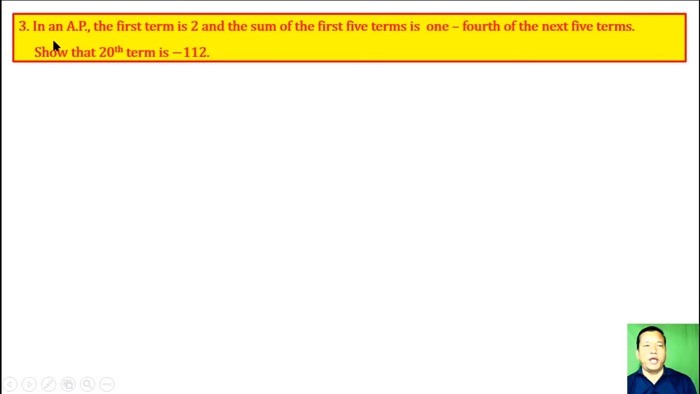Question number 3. In an AP, the first term is 2 and the sum of the first 5 terms is 1/4 of the next 5 terms.